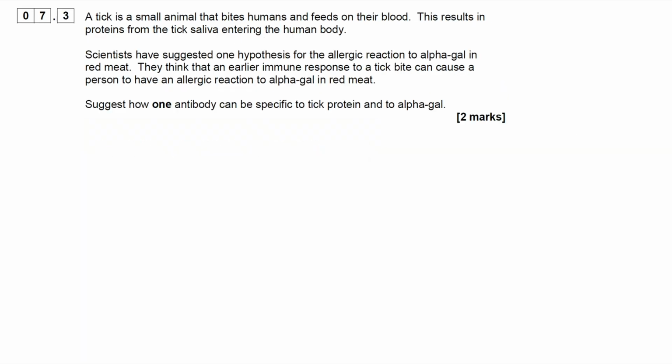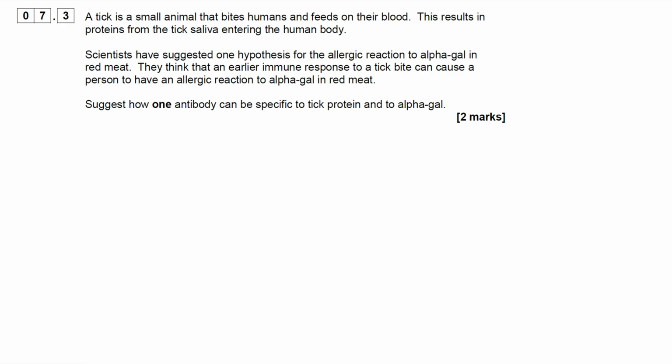Okay, so the next part of the question is, a tick is a small animal that bites humans and feeds on their blood. This results in the proteins from the tick saliva entering the human body. Scientists have suggested one hypothesis for the allergic reactions to alpha-gal in red meat. They think that an earlier immune response to a tick bite can cause a person to have an allergic reaction to alpha-gal in red meat. Suggest how one antibody can be specific to tick protein and to alpha-gal. And that question is for 2 marks.